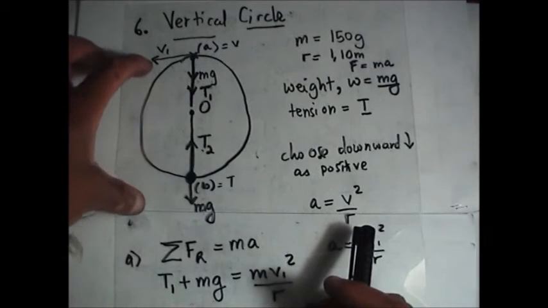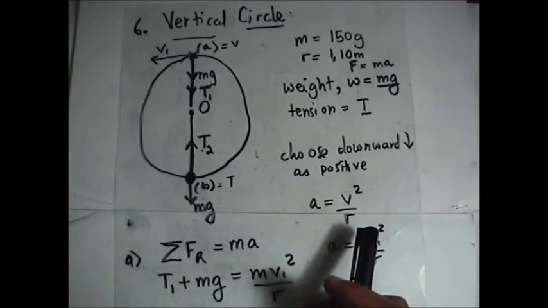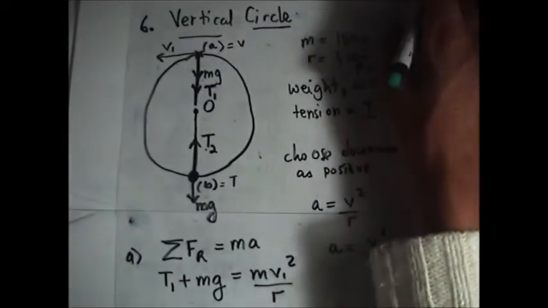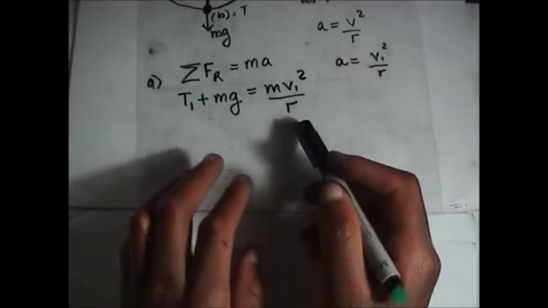We know that the velocities are going to be different at the top and at the bottom. So T1 is large if v1, the velocity of the ball at the top here, is large. So we've come up with that situation.